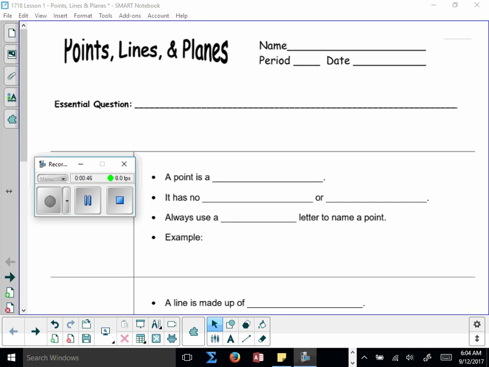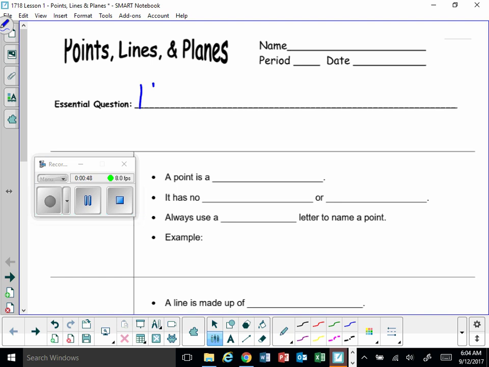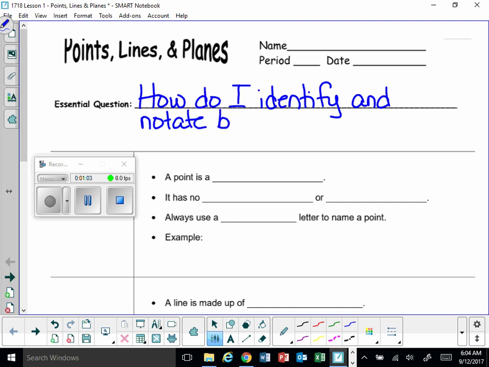Our essential question today is, how do I identify and notate basic geometric structures?